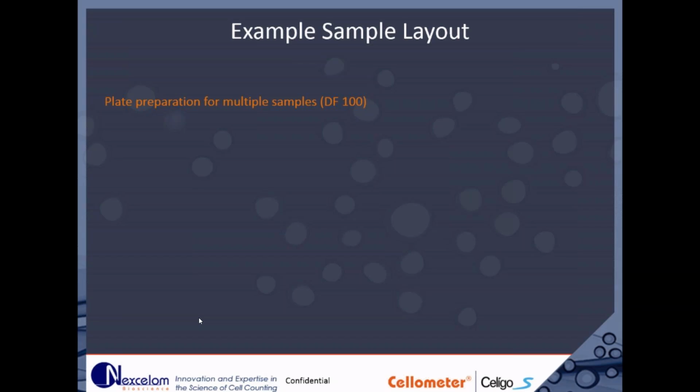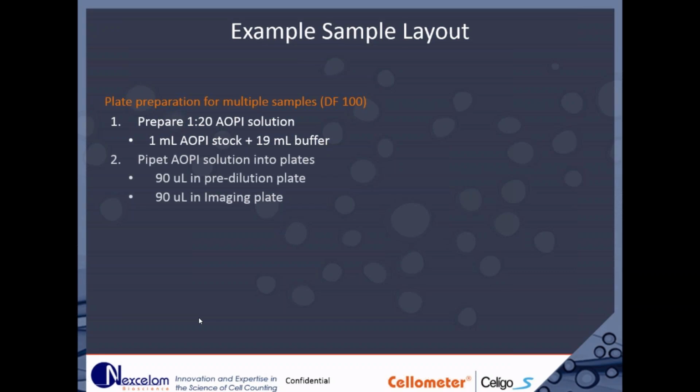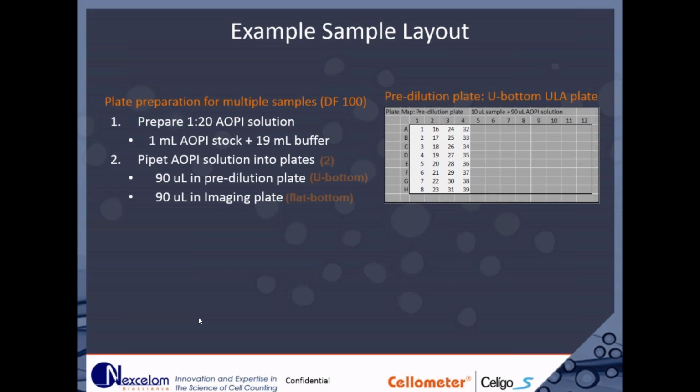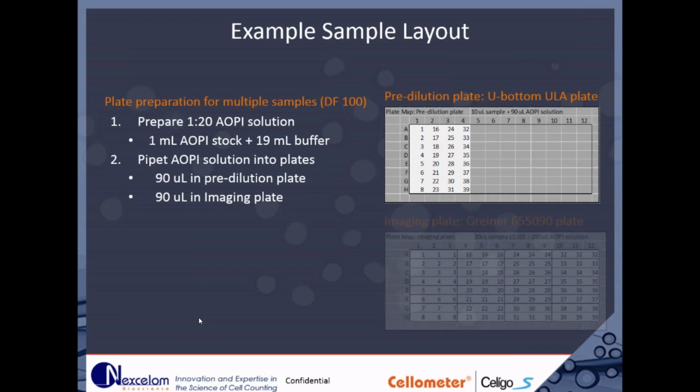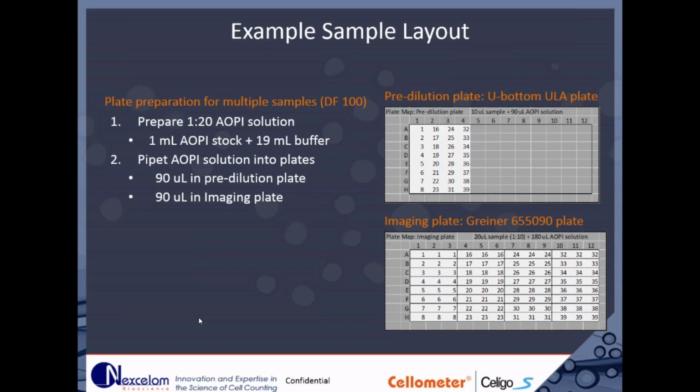Well, we're going to actually use 2 plates today. So this is going to be a dilution plate and then an imaging plate. So first step, we're going to prepare the 20-fold diluted AOPI solution like we did in the first experiment. And then we're going to prepare 2 plates. We're going to pipette 90 microliters of this AOPI solution into what I call a pre-dilution plate. I find a U-bottom plate is typically most functional for this pre-dilution plate. And the second one is our imaging plate, which we use today, which is the Greiner 655090 plate. That'll be our imaging plate.